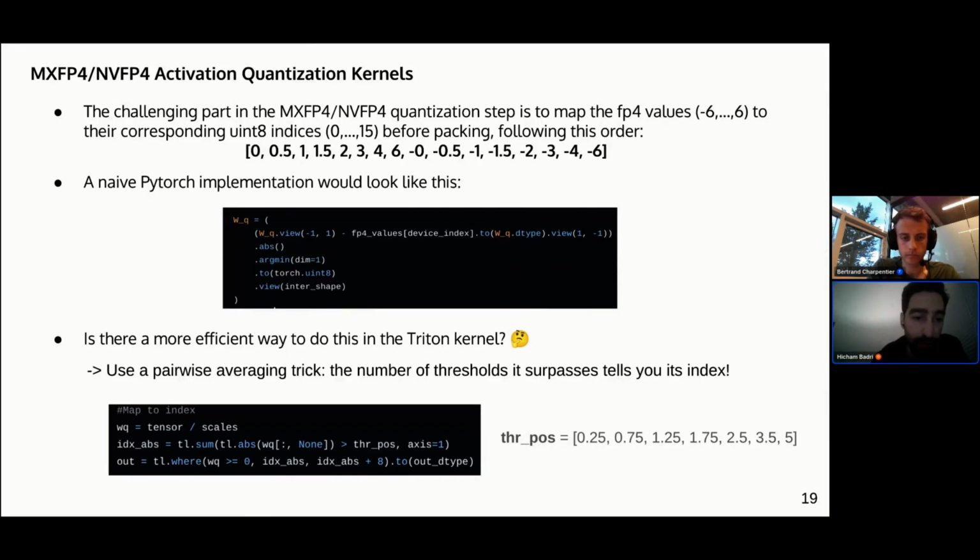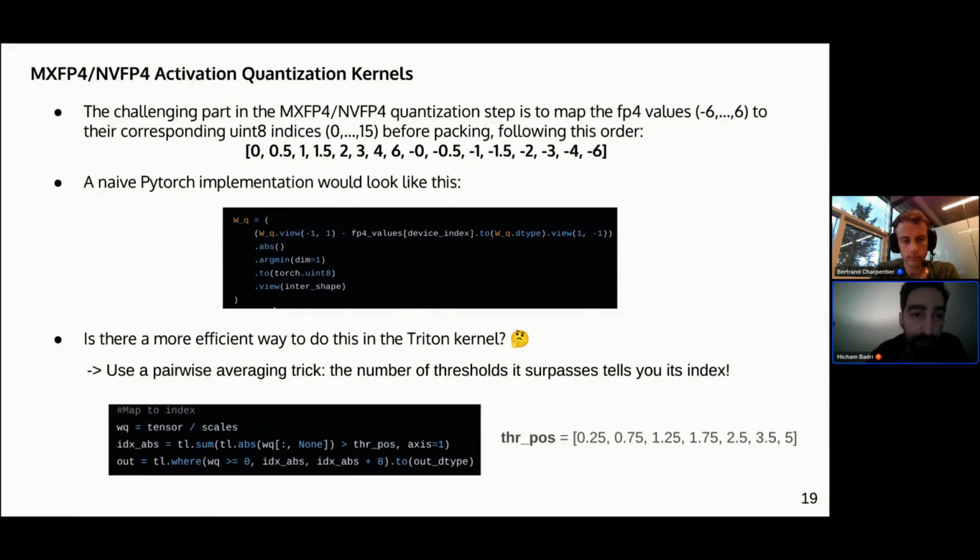So you just load this in your Triton kernel. You can put the absolute value last, because you want this to stay, and then you literally just do this thing: TL.sum of absolute value above thresholds. And as you can see, the order that I put here is not random. This is exactly how Triton is expecting you to order it to get the index of the FP4 values.